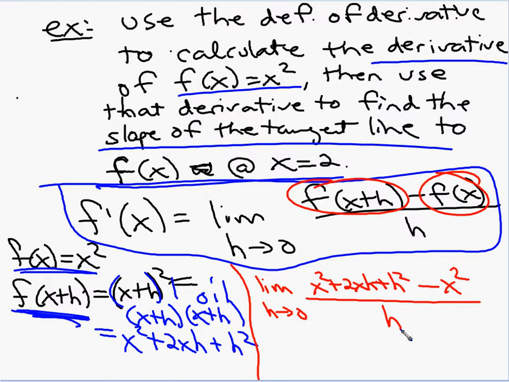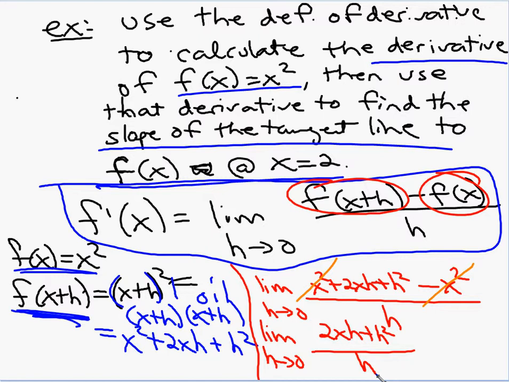Now, for the most part, a lot of the times, what's going to happen is some stuff is going to cancel out. Get out the slasher. And you're going to be left with an expression that has some h's in it. All right, look at what I have left. I now have the limit as h approaches 0 of 2xh plus h squared all over h. And we can simplify that.